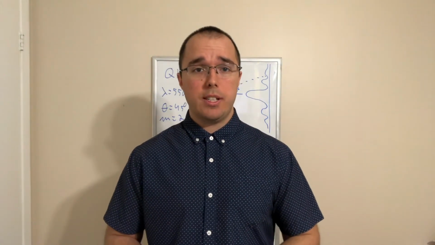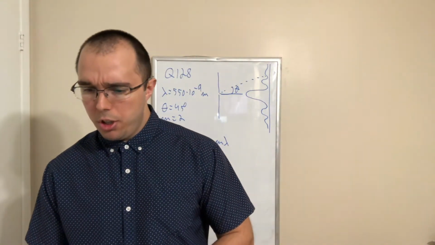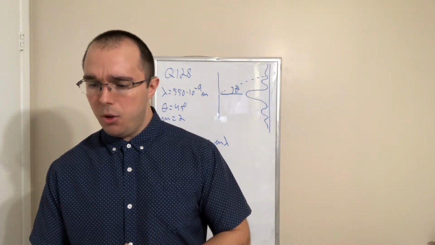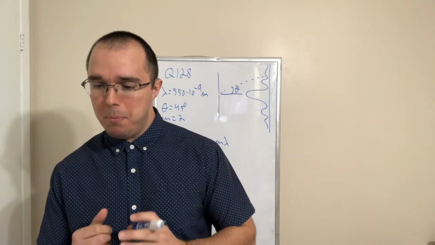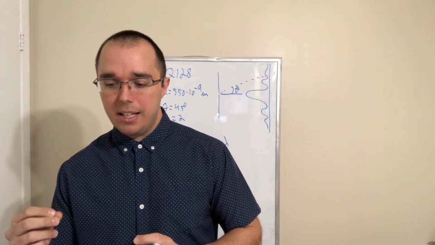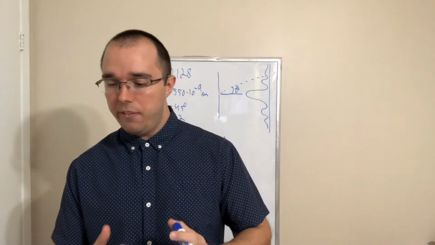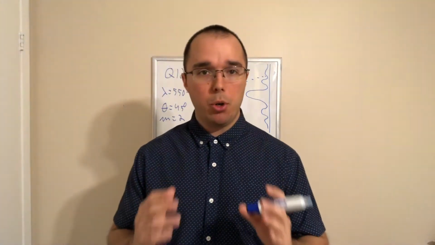Alright, this is the first example of chapter 7, question 128. So first, let's read the question. Question 128. Visible light of wavelength 550 nanometers falls on a single slit and produces its second diffraction minimum at an angle of 45 degrees relative to the incident direction of the light. Part A, what is the width of the slit? And part B, at what angle is the first minimum produced?